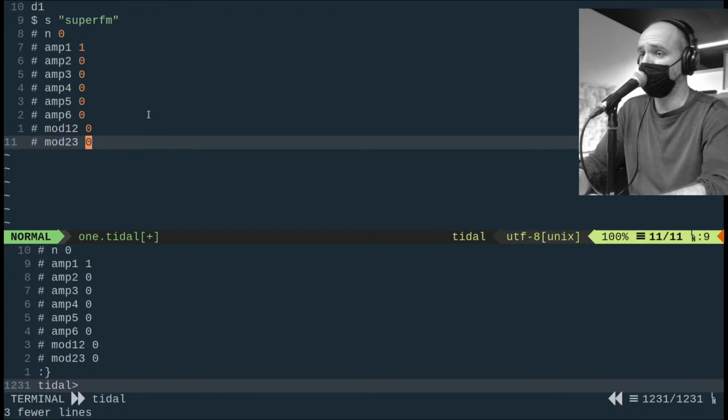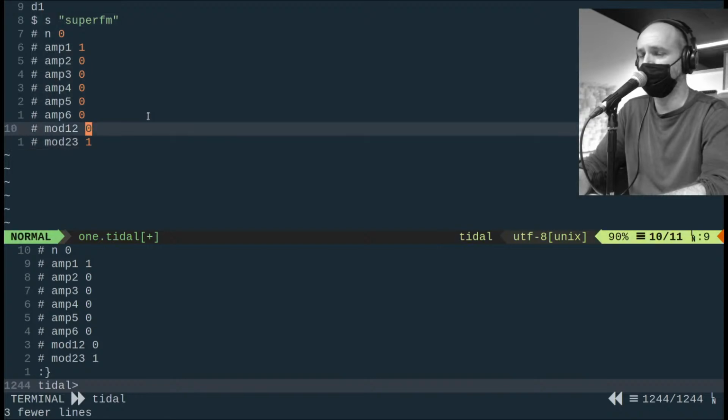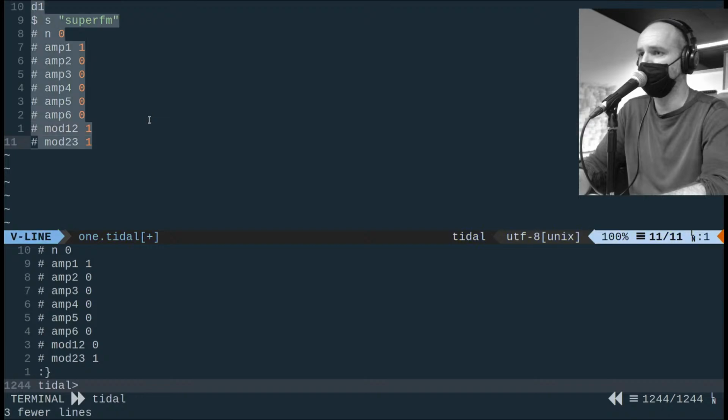If now I modulate operator number 2, what do you think will happen? Nothing, because operator number 2 is a modulator, it's not a carrier, so we cannot hear it. And since it's not modulating operator number 1, we just can't hear it. Now if I set it to modulate operator number 1, we'll hear it.